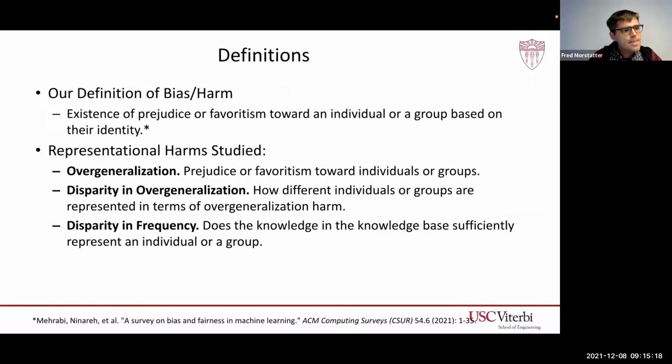Next slide. So here we're looking at particularly prejudice and favoritism. The harms that we are studying are overgeneralization, which is again that prejudice or favoritism. The disparity in overgeneralization, so how different individuals or groups are represented in terms of that overgeneralization, and the disparity in frequency. So it's really not great if one type of individual or group has a ton of rules while another has very few, because the AI system will do better for them.